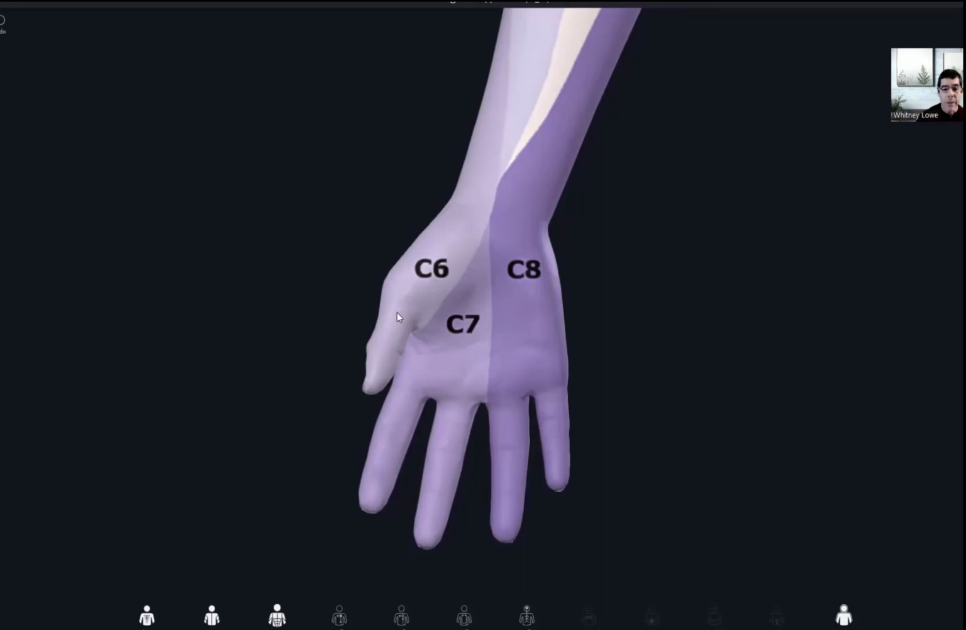So we're going to be looking mainly for sensations in this part of the hand right here on into these fingers, because the branches of the median nerve that are affected here in the carpal tunnel are coming out of those particular dermatomes. So those are fibers coming from the C6 and C7 nerve roots.